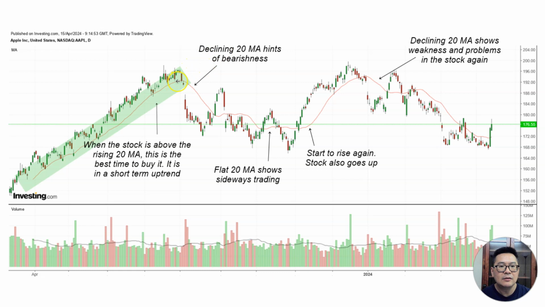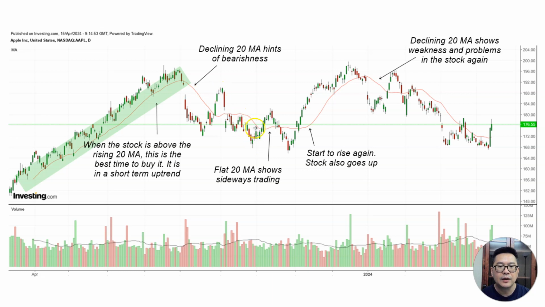There will come a time when the stock will drop. For example, here you can see the 20 MA declining. This gave us a hint of bearishness. And what should you do when the 20 MA is declining? Don't buy the stock, because even if you buy here, look, it just tops out and goes down lower.